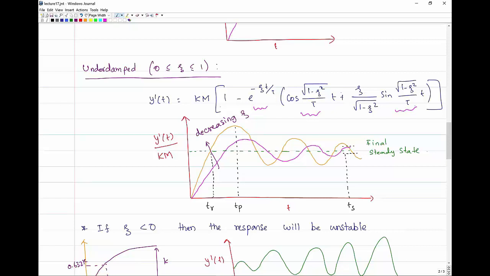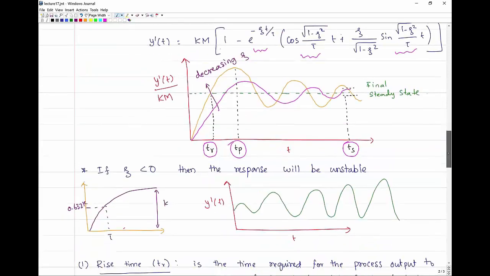You will notice that with this type of a response, as the zeta decreases, you'll observe more and more oscillations in the response. The time it takes the response to reach the final steady state for the first time is what is called rise time. The time it takes the response to reach its first peak, or the maximum value, is time to peak, TP, and the time it takes for the response to reach within plus or minus 5% of its final steady state value is what is called the settling time.